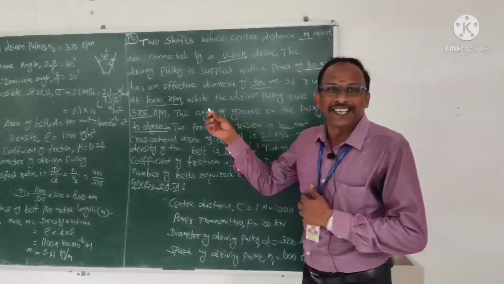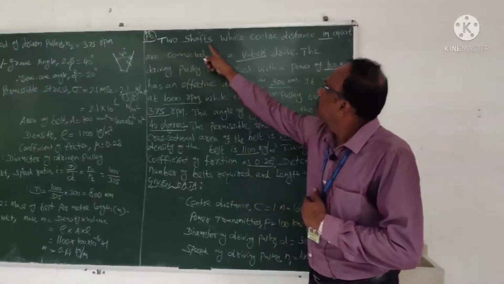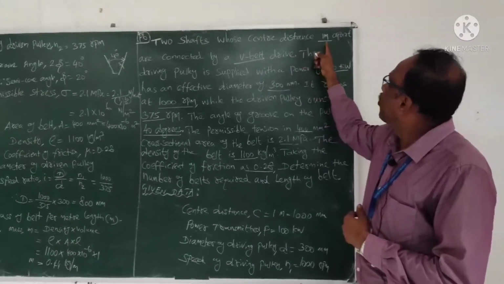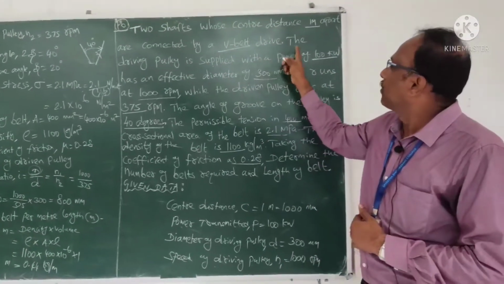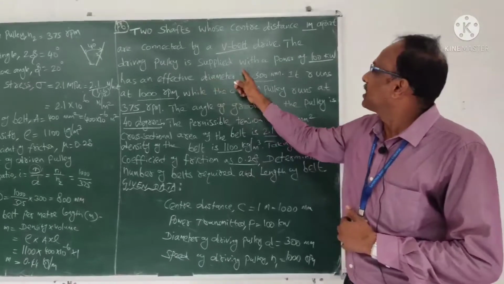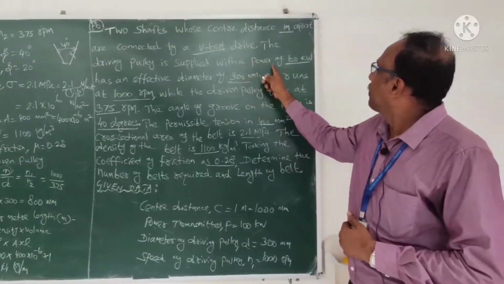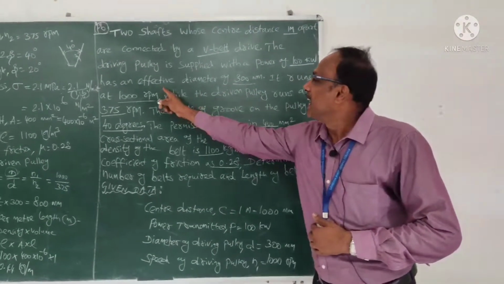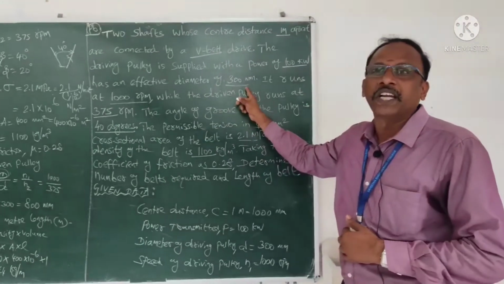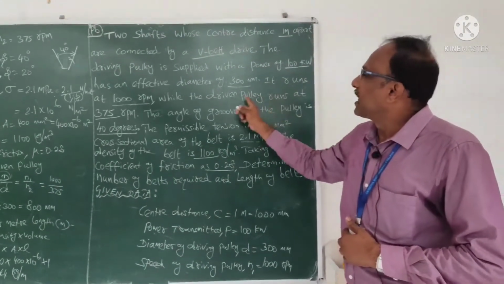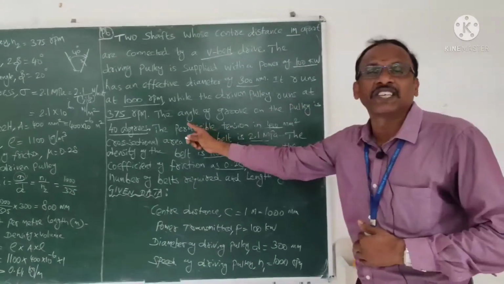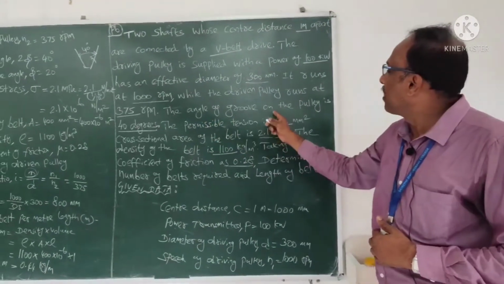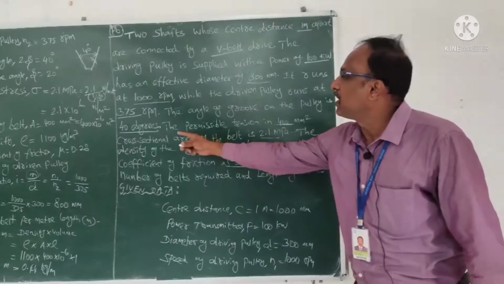The problem is given as: two shafts whose center distance is 1 meter apart are connected by a V-belt drive. The driving pulley is supplied with a power of 100 kilowatt, has an effective diameter of 300 millimeter. It runs at 1000 rpm while the driven pulley runs at 375 rpm. The angle of groove on the pulley is 40 degrees.